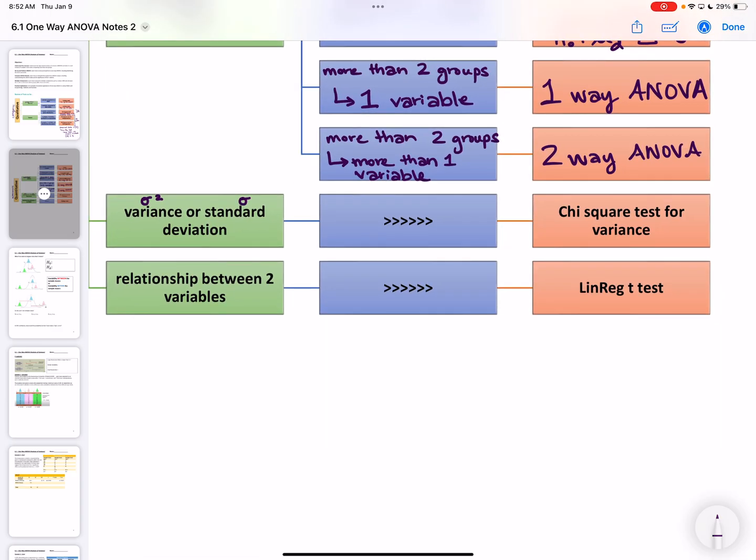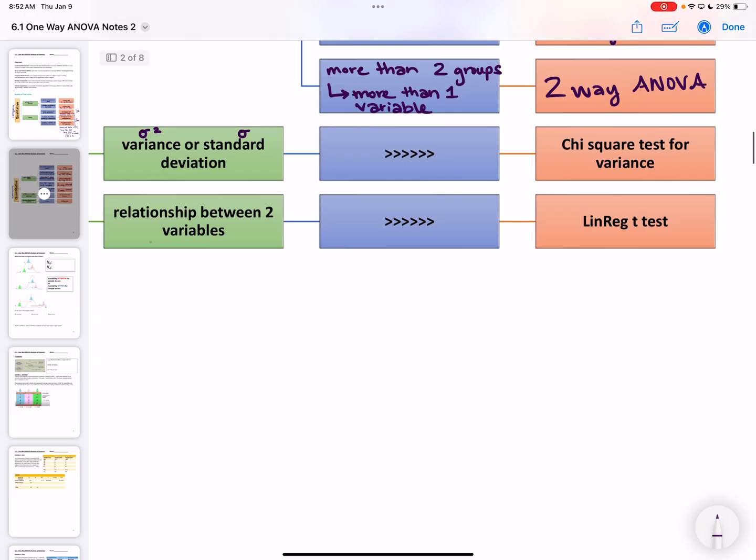And then the last one was if you want to see, is there a relationship between two variables? Now, those two variables, though, are both quantitative. They're both measurements, okay? So when we had two quantitative variables and wanted to see, is there a relationship between them? That was the linear regression t-test, okay?